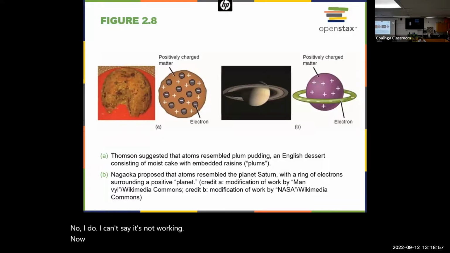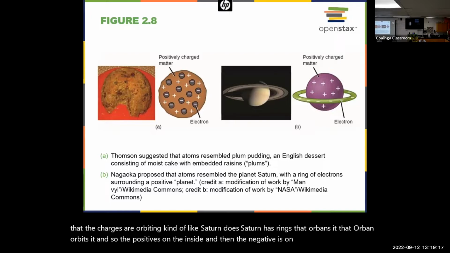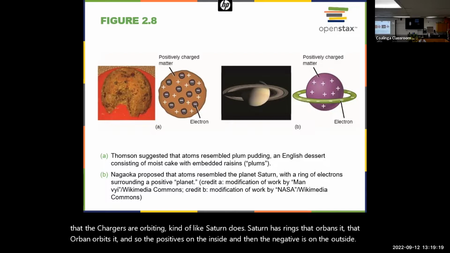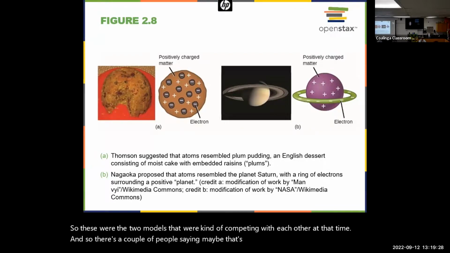Nagaoka, also a scientist around the same period, a Japanese scientist, says, no, I believe that the charges are orbiting, kind of like Saturn does. Saturn has rings that orbit it, and so the positive is on the inside, and then the negative is on the outside. Okay. So these were the two models that were kind of competing in that time period. And so a couple of people said, well, maybe that's the case, but we don't know.